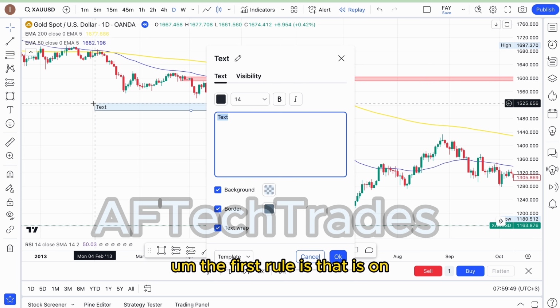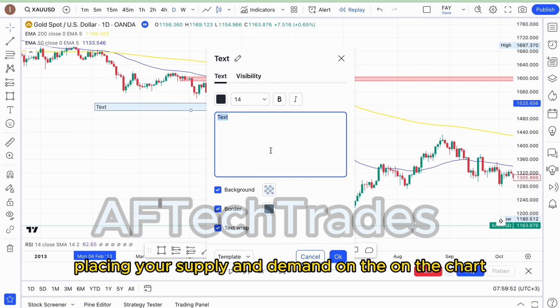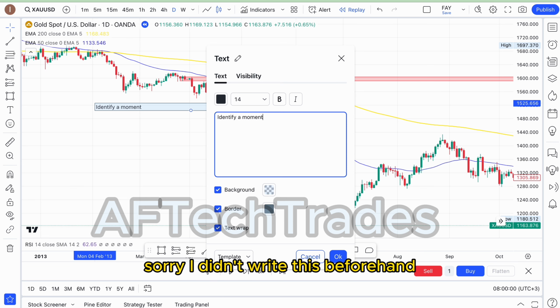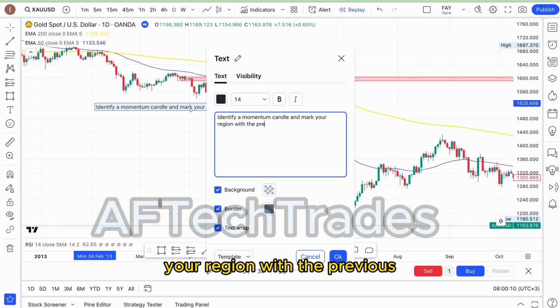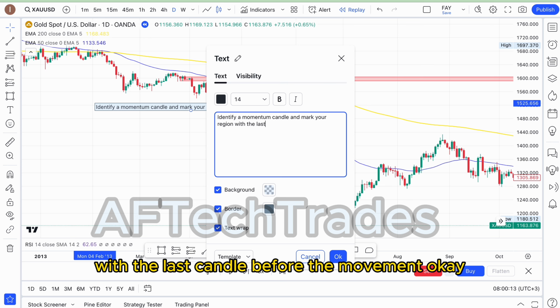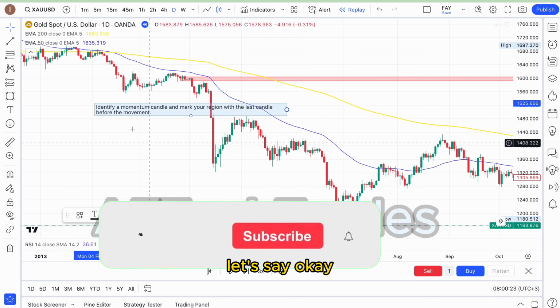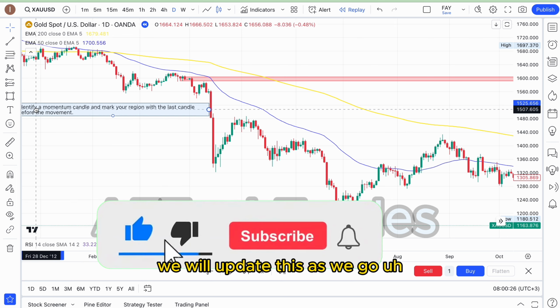The first rule is on placing your supply and demand on the chart. First rule is identify a momentum candle and mark your region with the last candle before the movement. Sorry, I didn't write this beforehand. Okay, so we have identified that, we've marked that out. We will update this as we go.